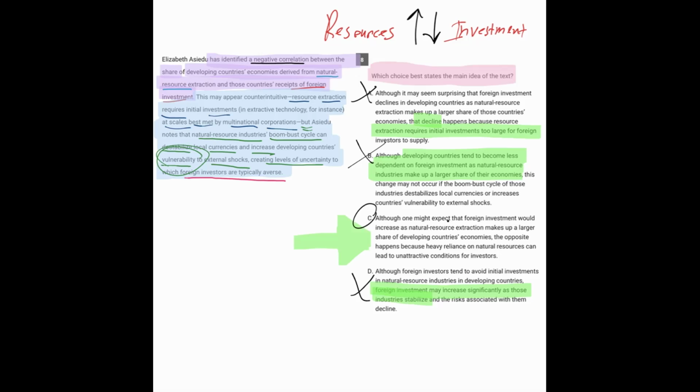C says, although you would think that foreign investment would increase as natural resources become a bigger part of the economy, the opposite is true because reliance on natural resources creates unattractive conditions, which we referred to as volatility and uncertainty. So the answer here is C.